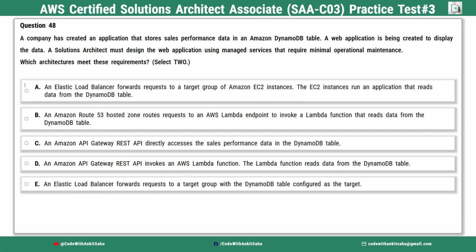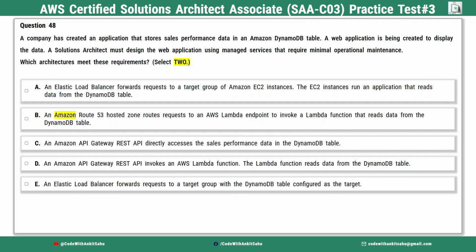Question 48. A company has created an application that stores sales performance data in an Amazon DynamoDB table. A web application is being created to display the data. A solutions architect must design the web application using managed services that require minimal operational maintenance. Which architectures meet these requirements? Select 2. Option A. An elastic load balancer forwards requests to a target group of Amazon EC2 instances. The EC2 instances run an application that reads data from the DynamoDB table.